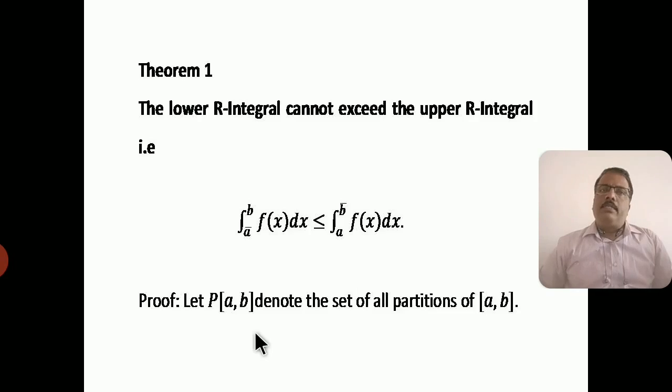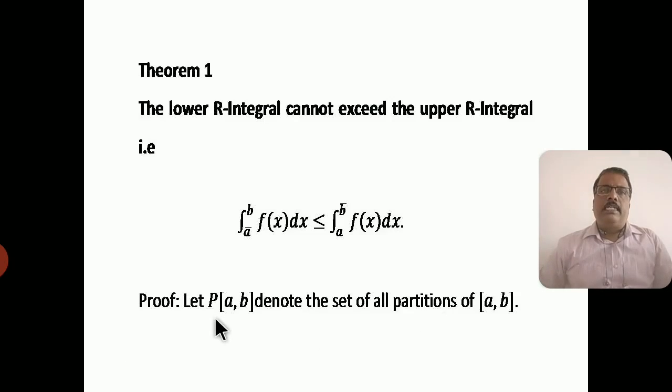So next we have some theorems. The first theorem we have is that the lower Riemann integral cannot exceed the upper Riemann integral. That is, integration from a bar to b f(x) dx is always less than or equal to integration from a to b bar f(x) dx. So here integration from a bar to b represents the lower Riemann integral, and integration from a to b bar represents the upper Riemann integral. Okay, so now the proof. What do we do?